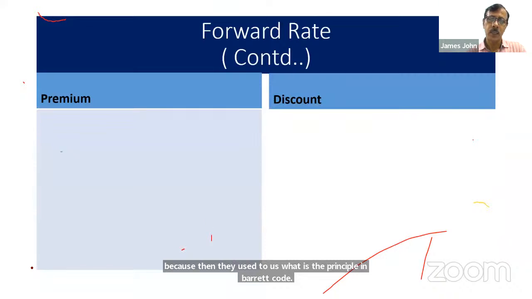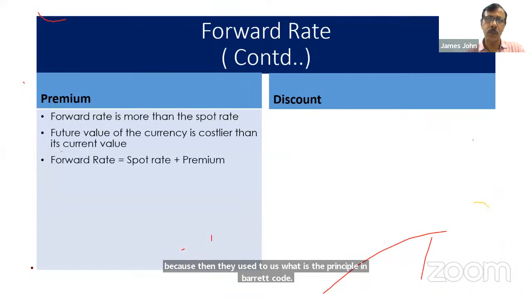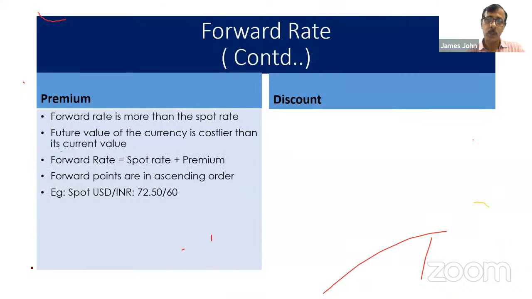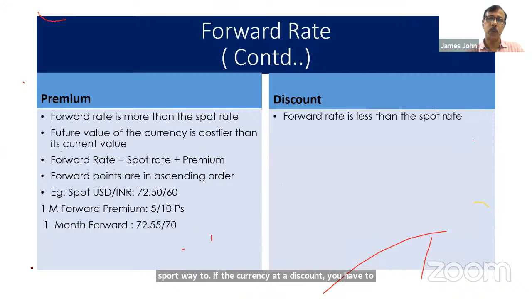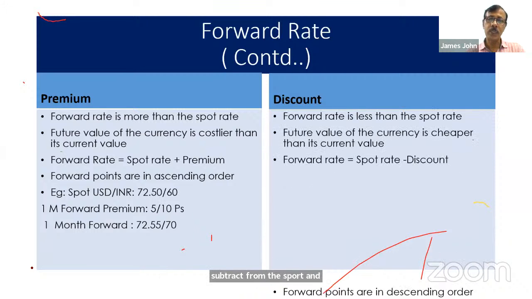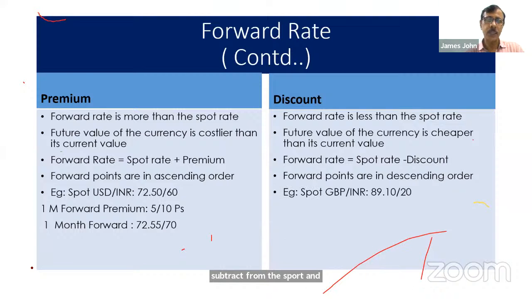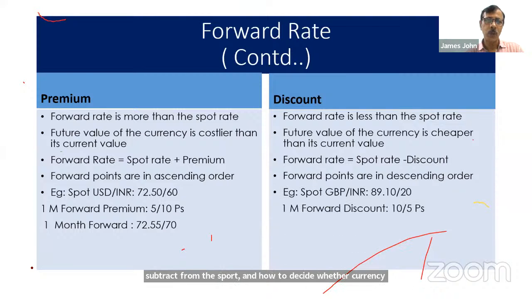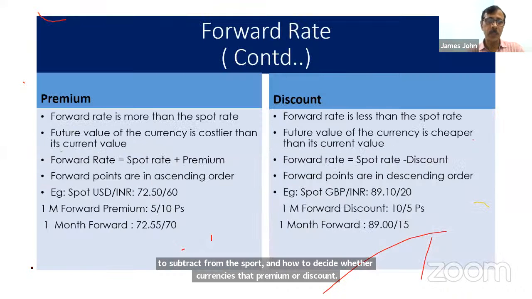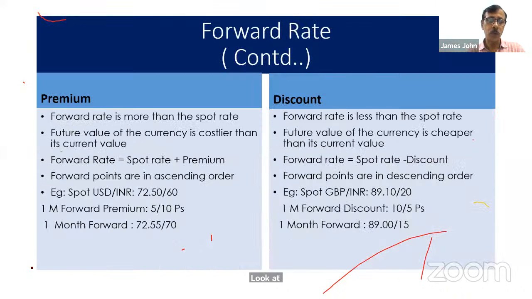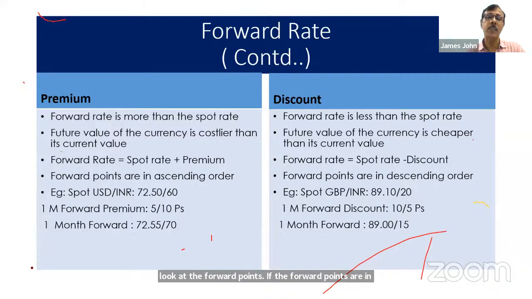Then the forward rate will be at a premium or discount. To get the forward rate, you have to add the premium to the spot rate. If the currency is at a discount, you have to subtract it from the spot rate. And how to decide whether a currency is at a premium or discount? Look at the forward points.